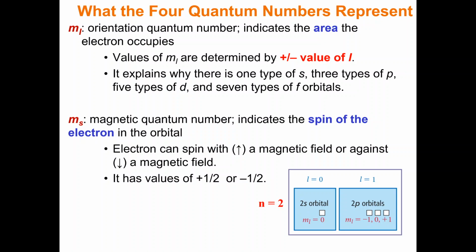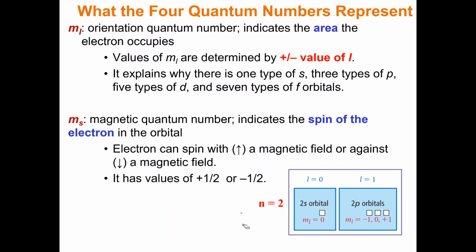Next, m sub s. This is the spin quantum number. This indicates the spin of the electron in the orbital. So this just tells us, is it positive 1/2 or negative 1/2? In other words, is it spin up or spin down, which is an easier way to talk about it, I think. But make sure you understand that it's either plus 1/2 or minus 1/2, and those are the only values possible. So it has to be spin up or spin down. There's no in between.